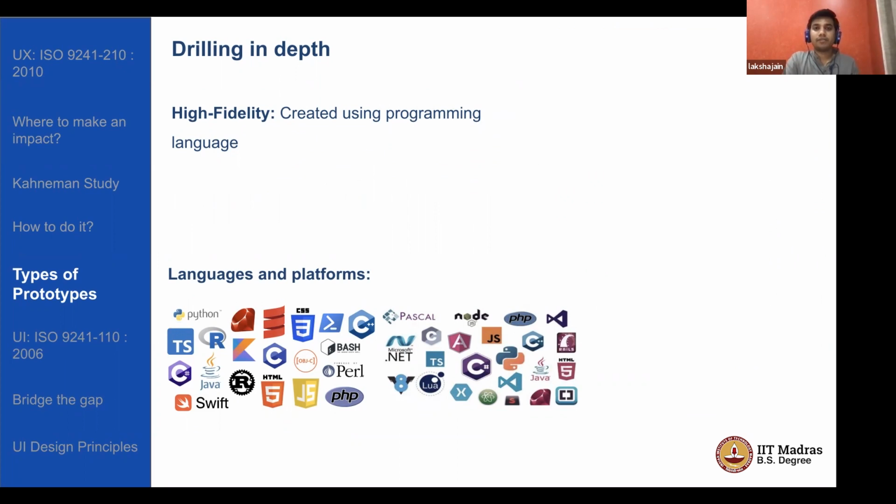Lastly, we come upon high fidelity prototyping. These prototypes are created using a programming language, and these are the tech stack which you could leverage to create such prototypes. These go under pilot testing and ultimately to the user who would be using your application.